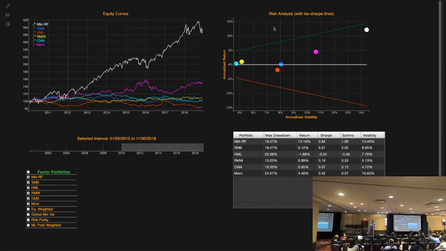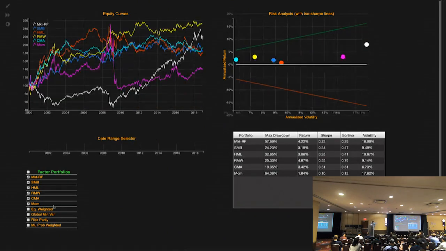And here I have the performance, but I'm showing it in a risk return space. So I'm showing the return on the y-axis and the annualized volatility, which is a measure of risk, on the x-axis. Ideally we want to be somewhere in this region where the returns are high and the risk is low, right? So we can easily look at the performance of all the factors. We can see that the market factor is actually very volatile and it has very high returns.